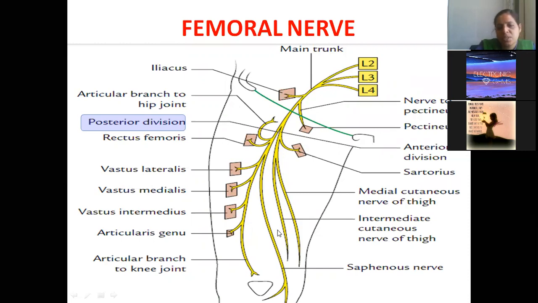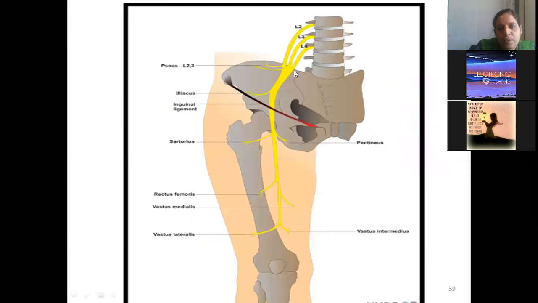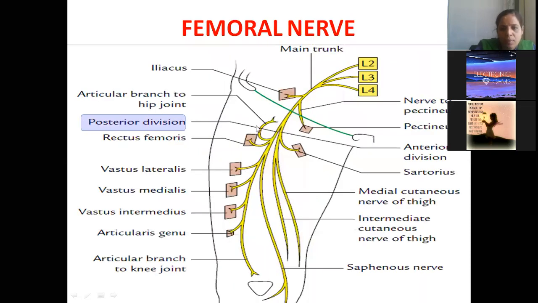If you remember this picture, you will write everything. See, that means this is how it is formed, isn't it? L2, L3, L4. The posterior divisions have joined. This is the trunk. This is the inguinal ligament. It has passed behind the inguinal ligament to enter the front of the thigh, where it is supplying. Now, once it is going below the inguinal ligament, it is dividing into two divisions.